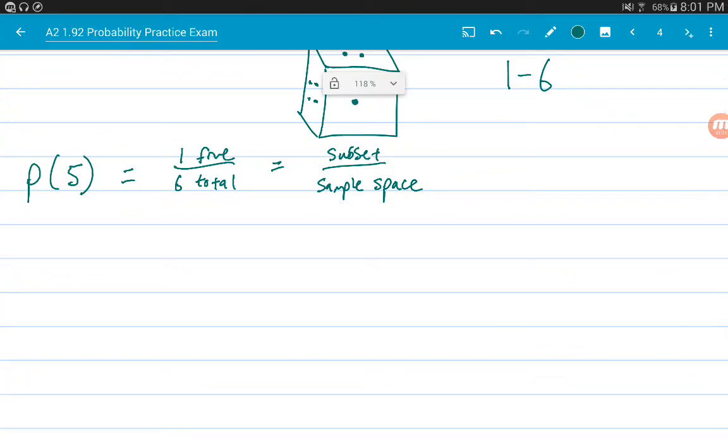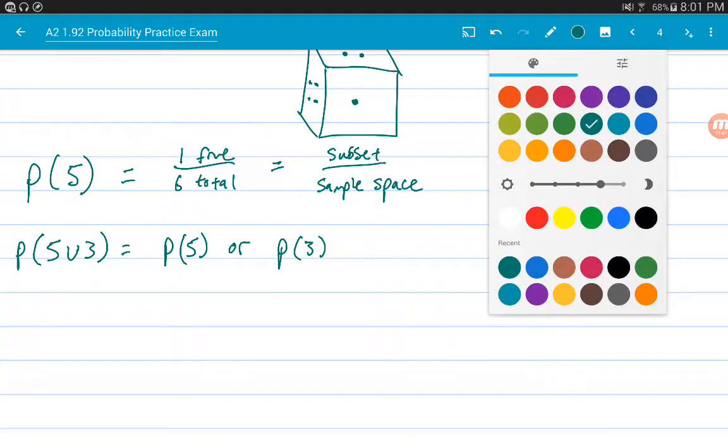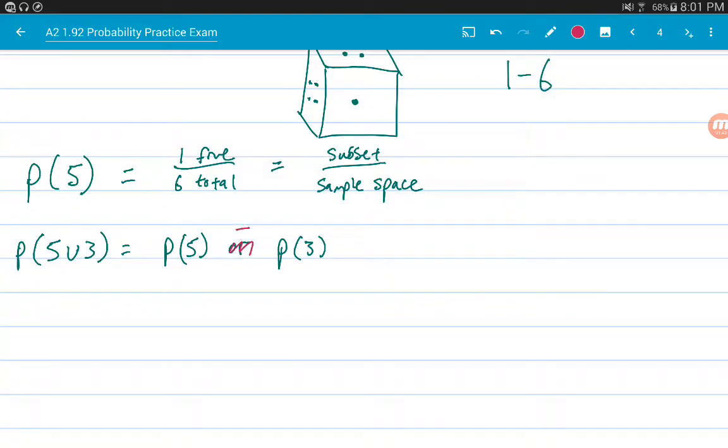Now, if you saw a notation that looks like this, the probability of 5 or 3. That U is a union, and it means or. So what we're saying is, what is the probability of getting a 5 or the probability of getting a 3? And what the or tells us to do is it tells us to add. So the probability of getting a 5 is 1/6. The probability of getting a 3 is 1/6. When we add those, we get 2/6, which can actually be simplified to 1/3.